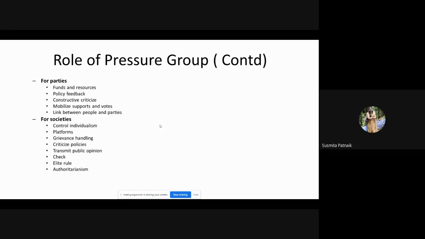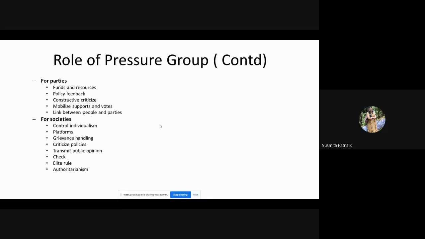Besides these roles, there are again many roles of pressure groups. Okay, so I have divided the whole role into two categories. The pressure groups are beneficial for the parties, and also beneficial for the society, because we know that between the parties and the society, the pressure group is the only link, the channel of link. For the parties, it gives funds and resources. It gives the political parties what? The funds and resources.